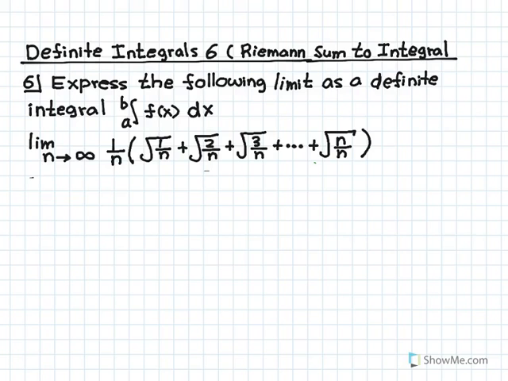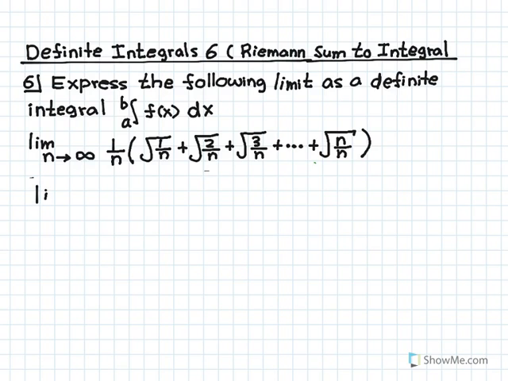In this video, we're going to look at another example of turning a Riemann sum into an integral. So we have the limit as n goes to infinity of 1 over n times (root of 1 over n, plus root of 2 over n, plus root of 3 over n, plus dot dot dot, plus root of n over n). So we start by writing the definition of Riemann sum.